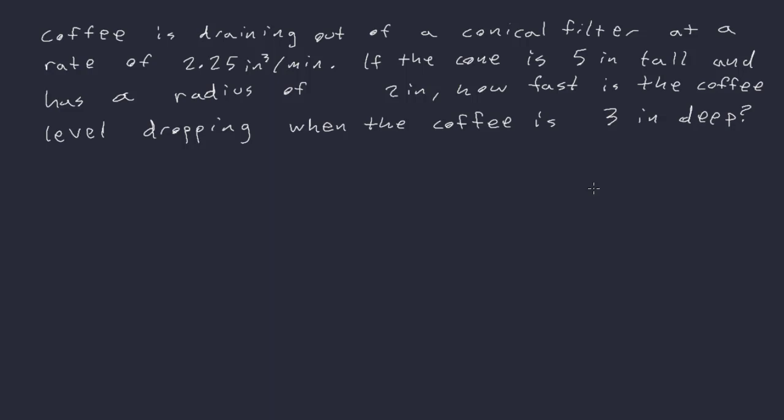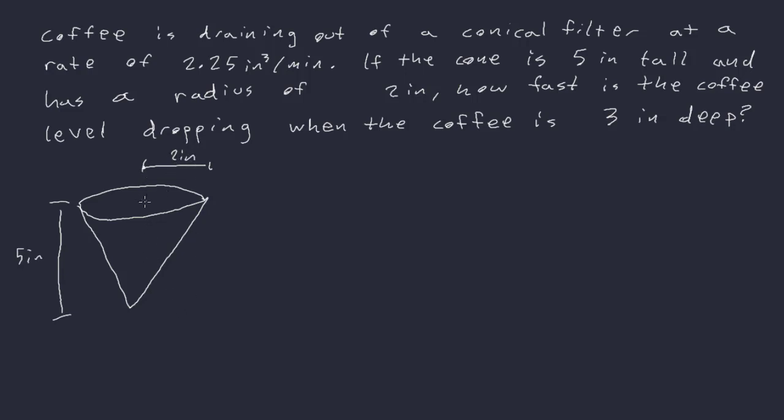Okay, so let me draw a picture here to describe what's happening. So we've got a conical filter. We are told that it is 5 inches tall and has a radius of 2 inches. Now, coffee is draining out of the filter, so it's dripping out. So as that happens, we have basically a smaller cone within a bigger cone, right?